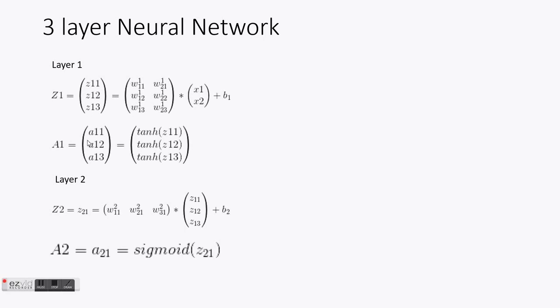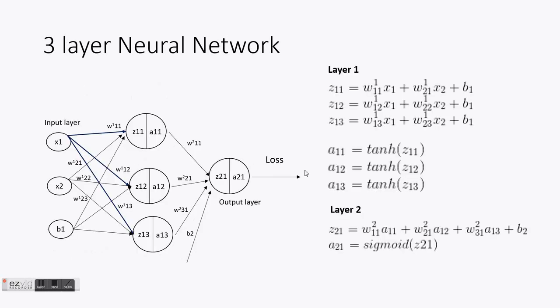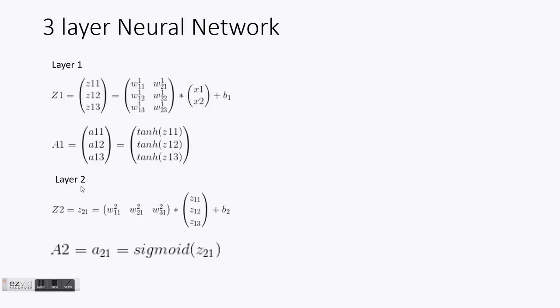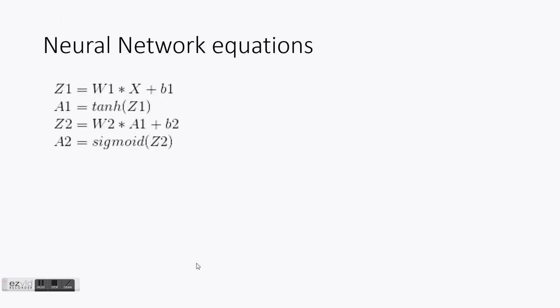So similarly for Z12 and Z13, and capital A1 is the activation function at the first hidden layer. This A11, A12 and A13 is a column vector, which will be tanh of Z11, tanh of Z12 and tanh of Z13 here. And in layer 2, again we can rewrite capital Z2 in matrix form as W11 superscript 2, W21 superscript 2, W31 superscript 2 into A11, A12 and A13 plus B2, and at the output layer A2, which is A21, is equal to sigmoid of Z21.